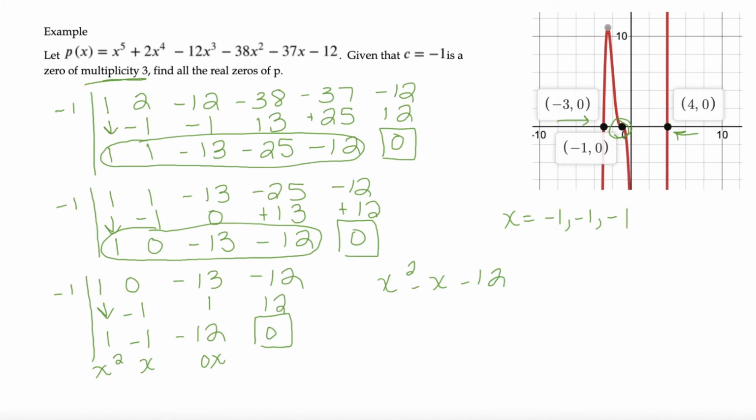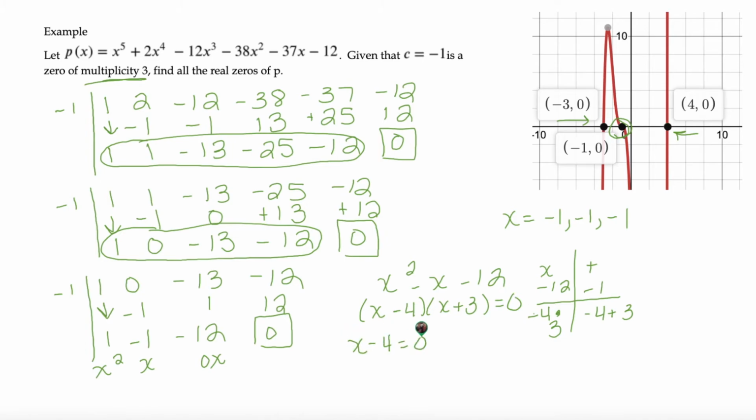We actually can factor what multiplies to -12 but yet adds to -1. -4 times +3. Our factored form then is x minus 4, x plus 3. When we set this equal to 0, x minus 4 is 0, x plus 3 is 0. Therefore, x is +4 and x is -3. So our solutions then certainly match what we see visually.